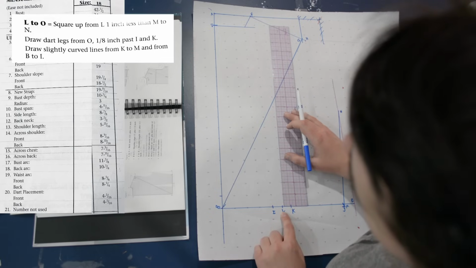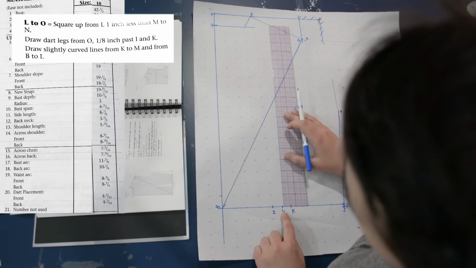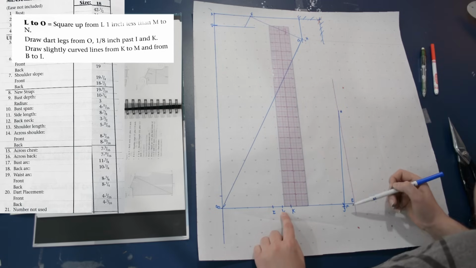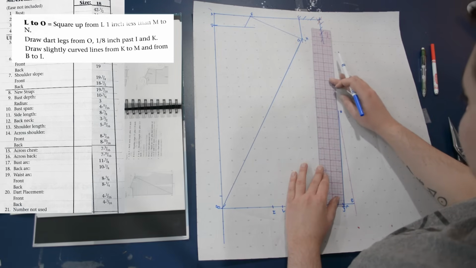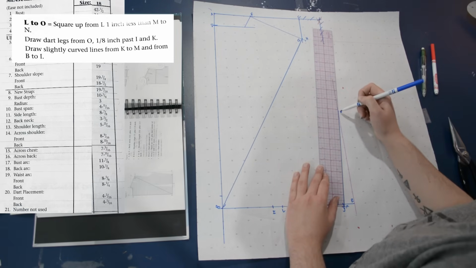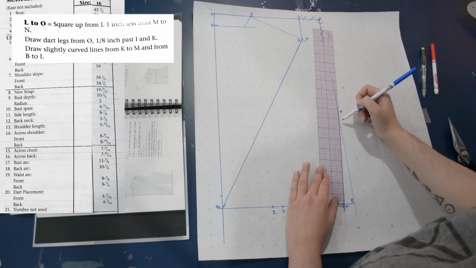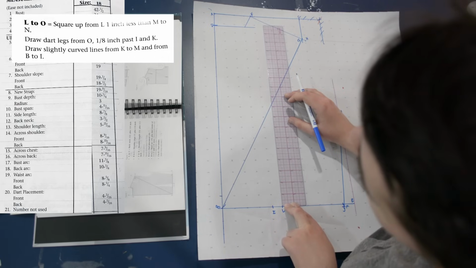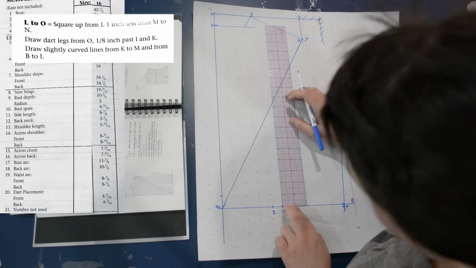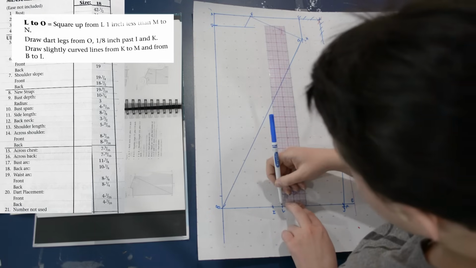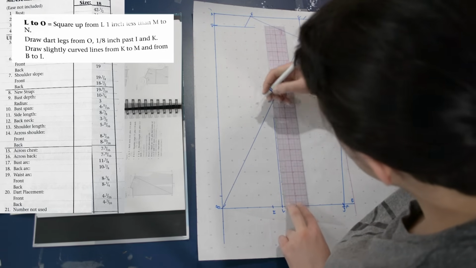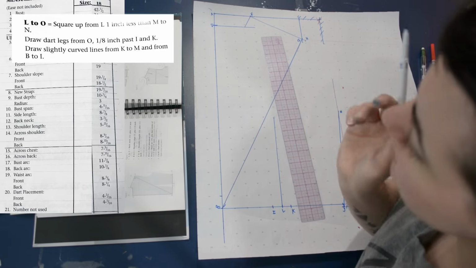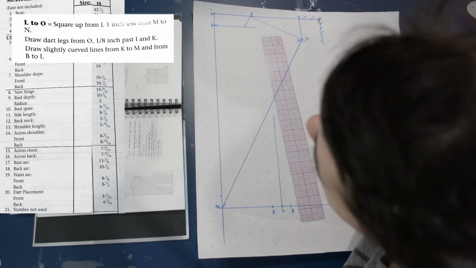L to O, square up from L, 1 inch less than M to N. M to N is 8 and 7/8, and 1 inch less than that is 7 and 7/8. So 7 and 7/8 up from here, square up from L. I mean, it concerns me that it doesn't interact with G to B when on their drawing it seems to, but we're just going to keep trucking.